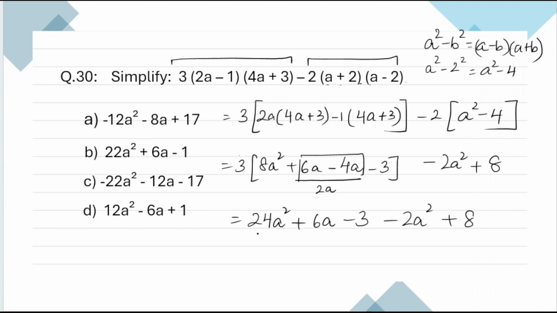Combine the like terms. 24a square minus 2a square is 22a square. I do not have any a term, so 6a, minus 3 plus 8 will give me plus 1. So, oh no, sorry. Did I do something wrong? Yeah, 3 times 3 is 9. I'm sorry, this is 9. So, 8 minus 9 is minus 1. So, our answer is B part, 22a square plus 6a minus 1.